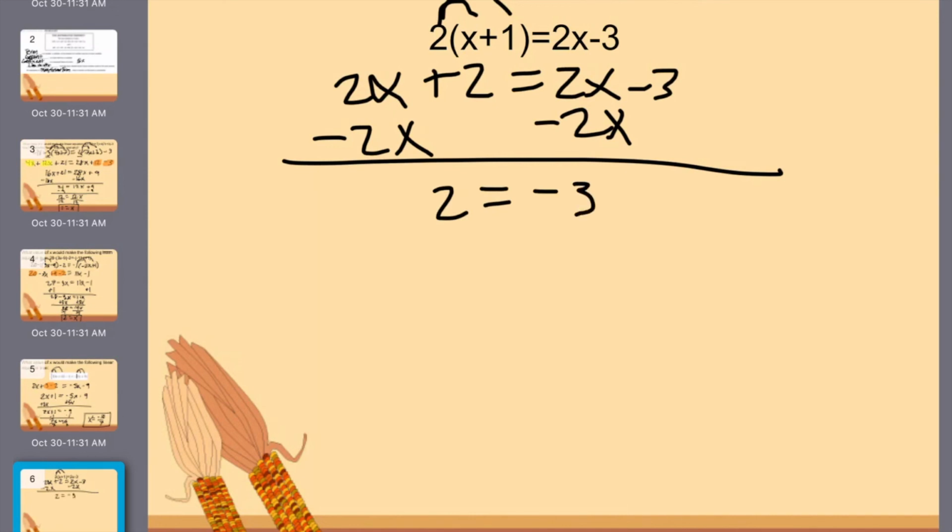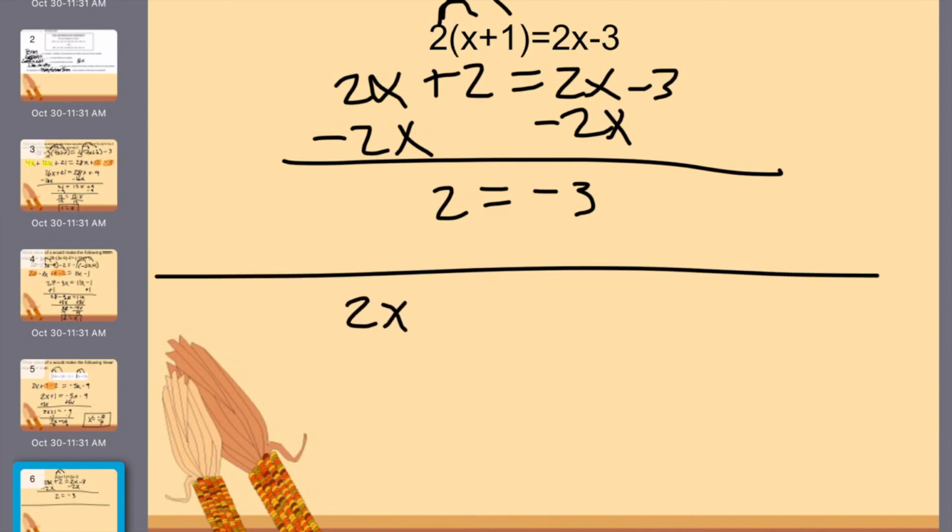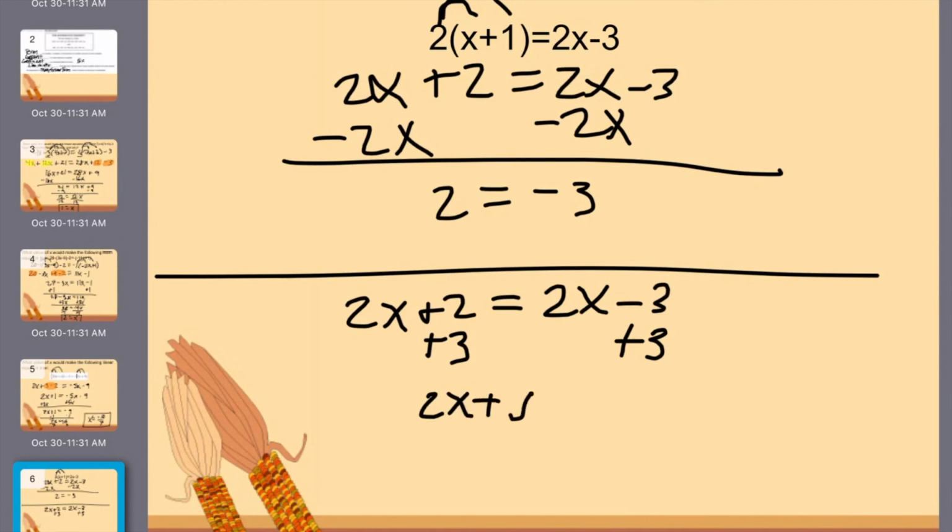Well, in that situation, that can never happen. So maybe I did something wrong. So I'm going to go back to my 2x plus 2 because I know I distributed correctly, equals 2x minus 3. I'm going to put my constants together, and I get 2x plus 5 equals 2x. And now I'm going to subtract 2x on both sides, and I get 5 equals 0.